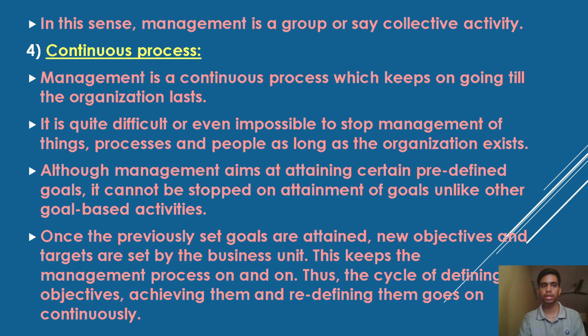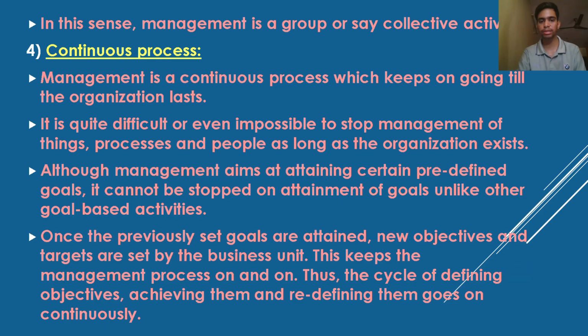Fourth, continuous process. Management is a continuous process which keeps on going till the organization lasts. It is quite difficult or even impossible to stop management of things, processes, and people as long as organization exists. Although management aims at attaining certain predefined goals, it cannot be stopped on attainment of goals unlike other goal-based activities. Once the previously set goals are attained, new objectives and targets are set by the business unit. This keeps the management processes on and on. Thus, the cycle of defining objectives, achieving them, and redefining them goes on continuously.